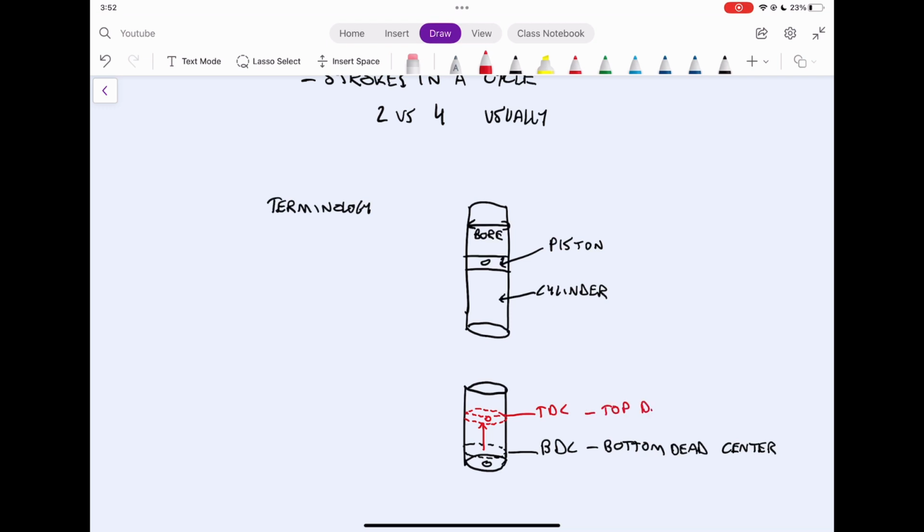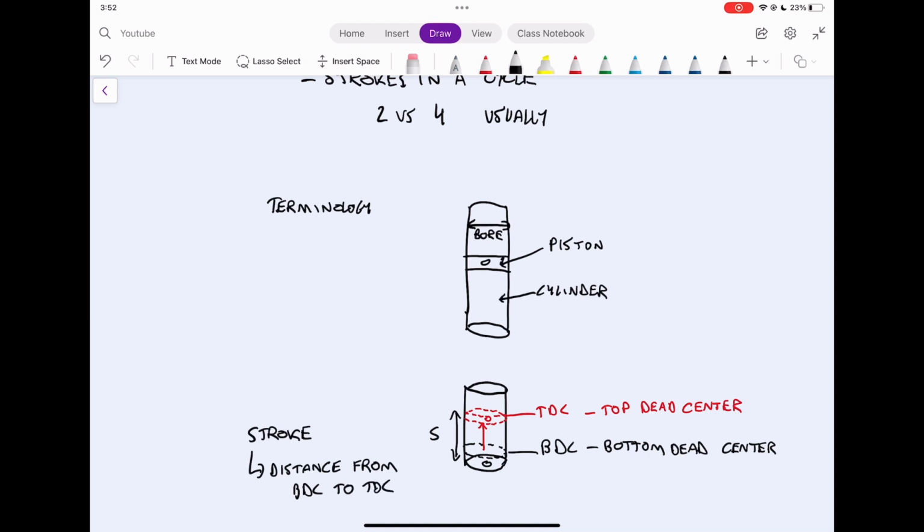And we usually abbreviate this by BDC and TDC. So you'll see in future videos and in general, internal combustion engine engineers will usually talk about top dead center and bottom dead center as TDC and BDC. And the stroke is this distance that the piston travels from bottom to top. So it's a distance from BDC to TDC.